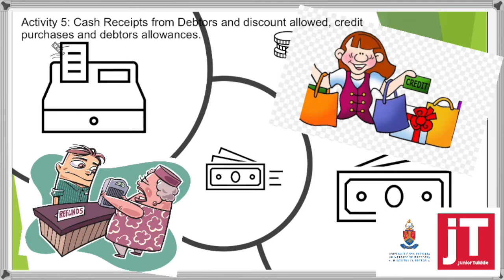Today we are going to look at Activity 5, but more specifically the cash receipts from debtors and the discount allowed recorded in the CRJ, the credit purchases in the debtors journal, and the debtors allowances in the debtors allowance journal. This activity also asks for posting, but I'm going to split it into two videos. In this video, we're only going to look at the journaling, and in the next video, Activity 5B, I'll focus on the posting.